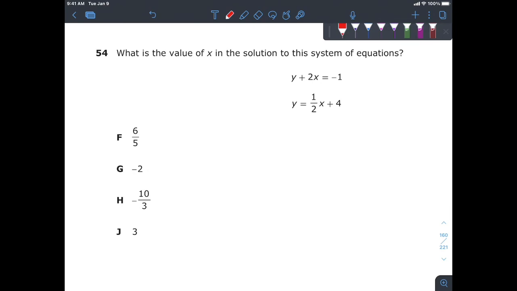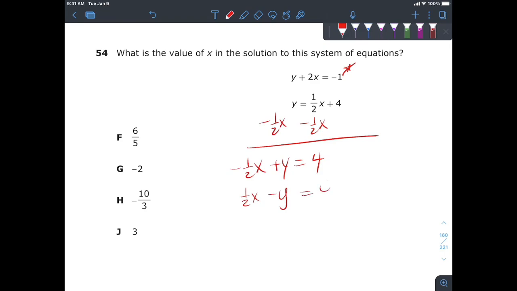54. What is the value of x in the solution to this system of equations? All right. So, first thing, I've got to figure out what I want to do with this. I think I will go ahead and rearrange this one into standard form. And then I will go ahead and multiply it by -1 so I can eliminate the y's. So 1/2 x minus y equals 4.